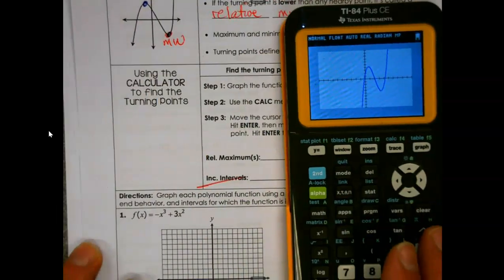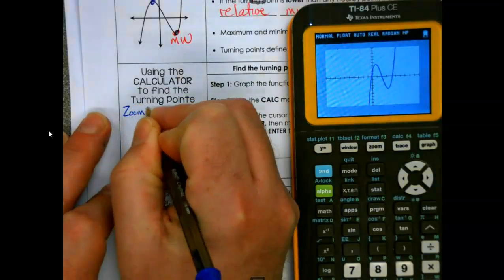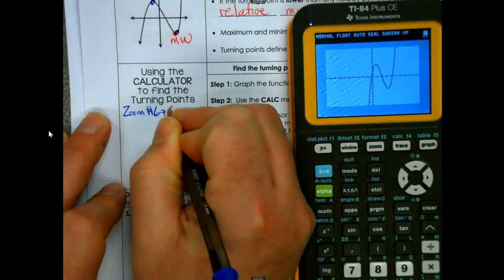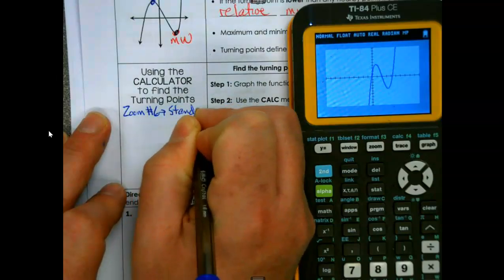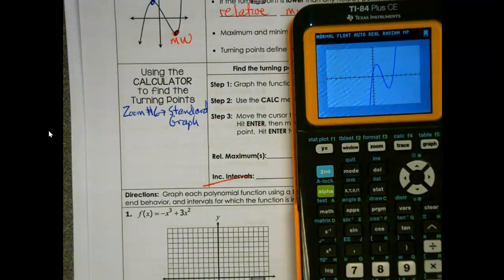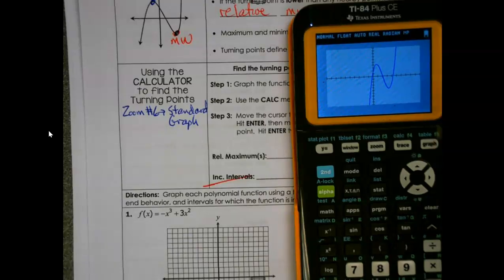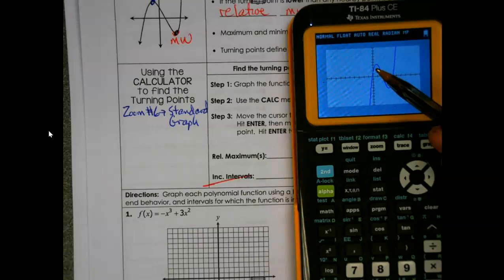So I'm going to swing this over for a second. We're going to take a couple notes here. If your graph ever looks weird or funky or a weird shape, and you can't see anything, Zoom 6 is probably going to be your buddy. So once we've got this in here, I notice right away, I see one max up here because it's going up and then it starts to go down. And I see one min down here.